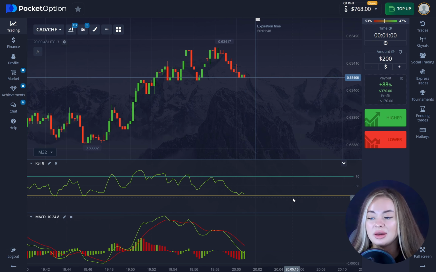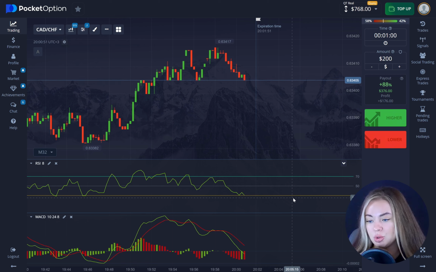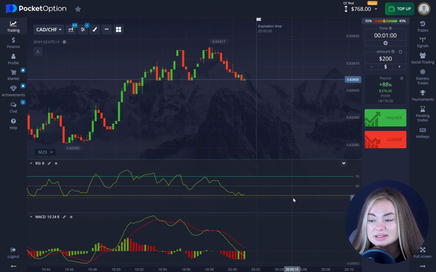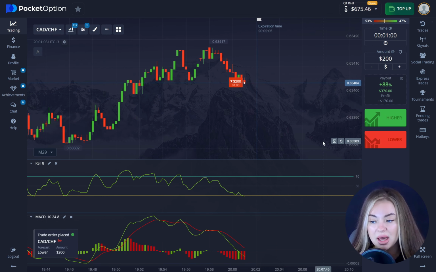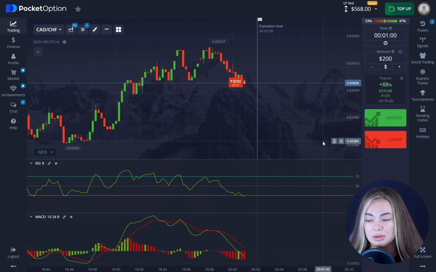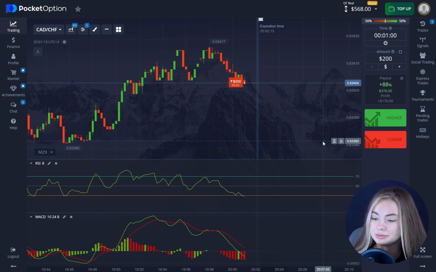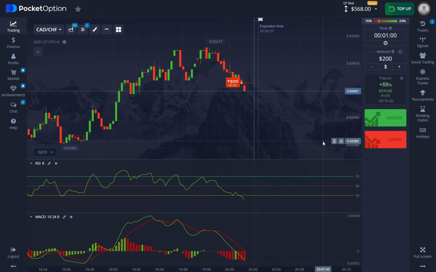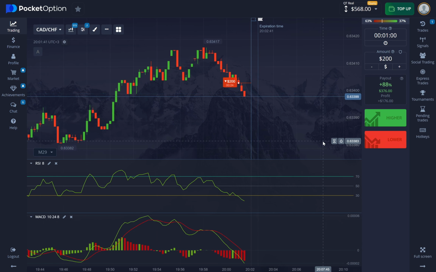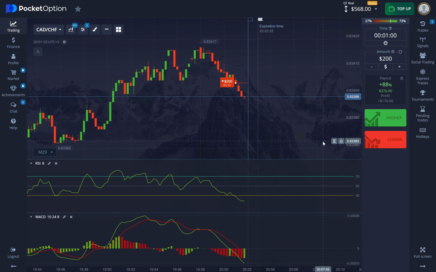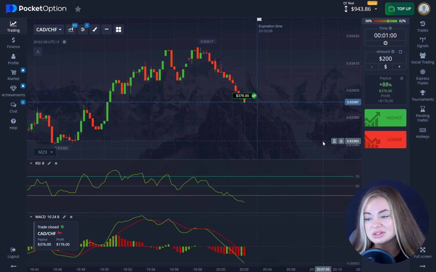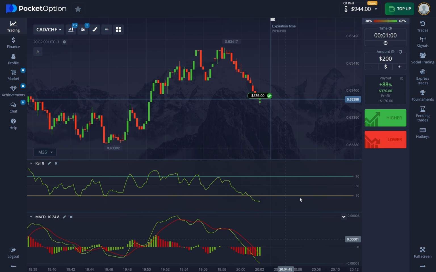The chart shows that the RSI is entering the oversold zone. As we know, the RSI value can remain below the 30 level for a long time, reinforcing this idea. The MACD shows an increase in the negative histogram and both lines crossing below the zero level. Based on these indicators, I open a down trade for 1 minute. The trade was successful. Continuing the analysis.